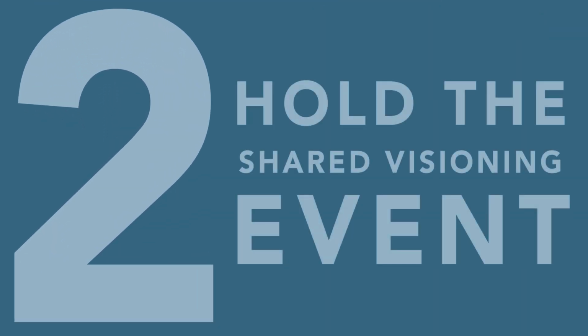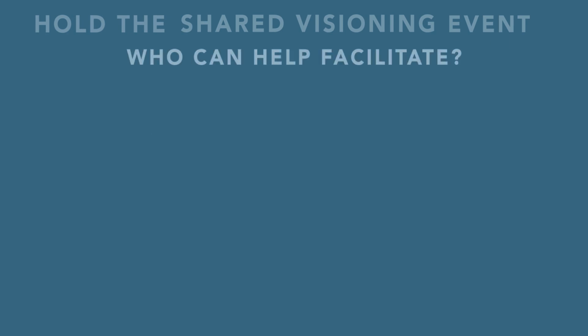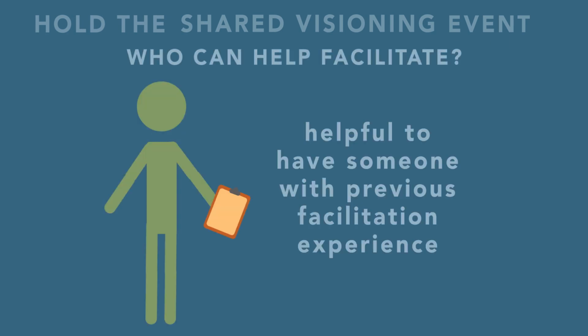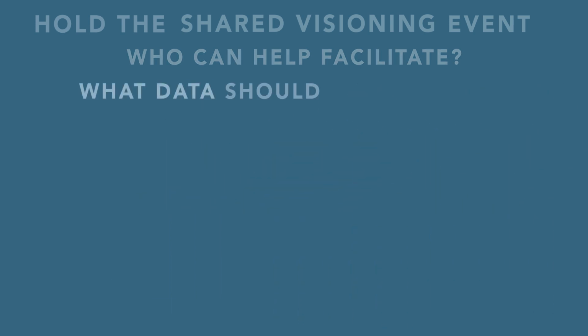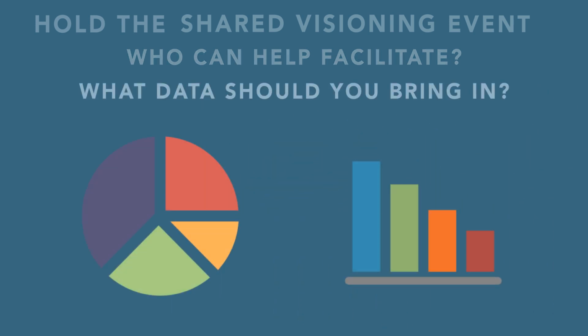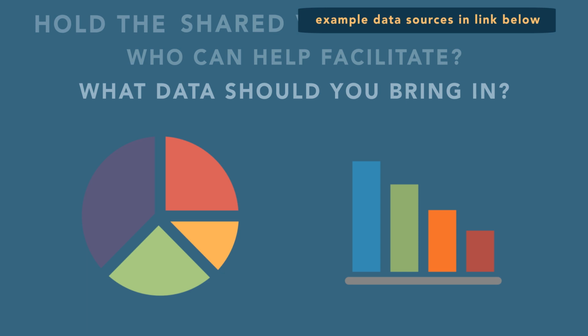The second step is to hold a visioning event. First, find stakeholders who will assist you in facilitation. It's helpful to have someone with previous experience. Next, consider what data you should bring to help prioritize change goals for the community. Many communities have existing data they can distribute at the visioning event. Click the link in the description below for example data sources you can use in your community.